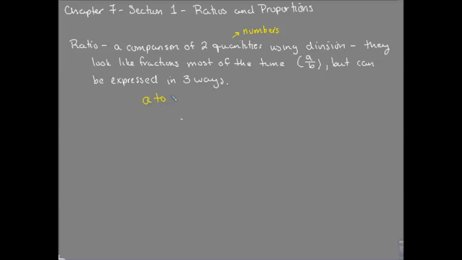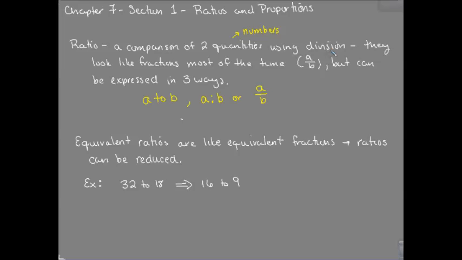So you can write it as a to b, a colon b, or a over b. All of these are telling you the same thing. It's the ratio of a compared to b. As a ratio can be expressed as a fraction, or with the word to, or with the colon. They can be reduced just like fractions can be reduced, and they're equivalent. So the ratio 32 to 18 is the same as the ratio 16 to 9.